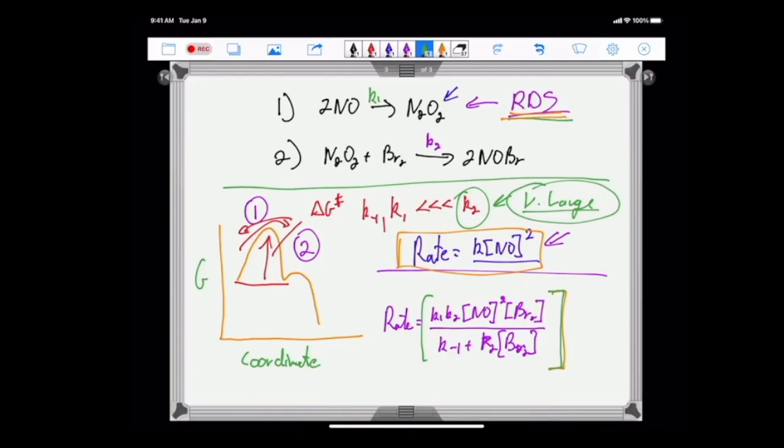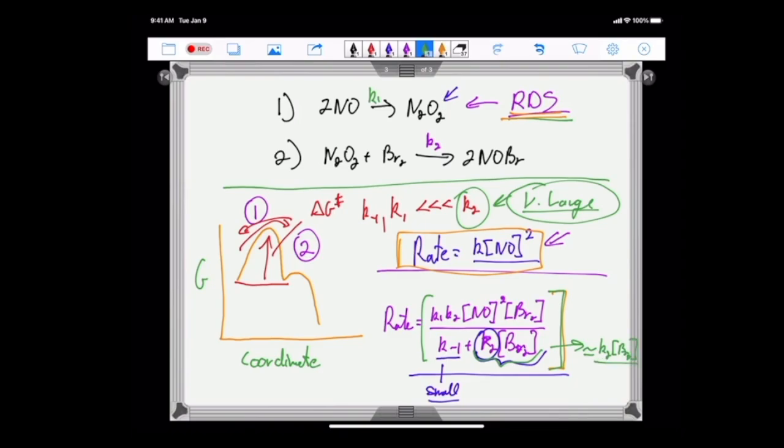So look what happens to the denominator. We take the general case right here, the steady state rate approximation. We just said this term, K2, is going to be very large, which means K minus 1 is going to be small. It's not 0, but it's small. Now, this goes back to what we talked about with the acids and bases. If you have a denominator that's a polynomial, something plus something else, and the second term is very large, it's the dominant term, then this denominator can simplify. It's approximately equal to just K2 times BR2.